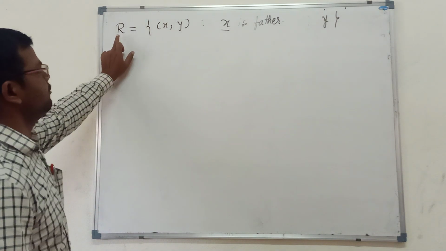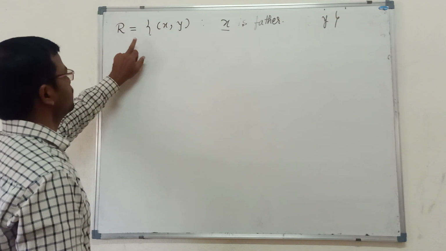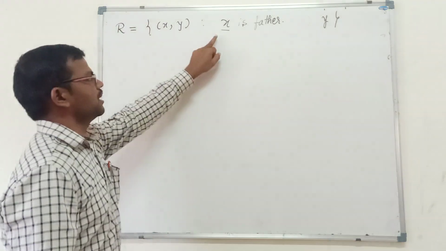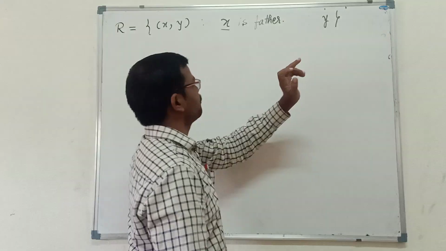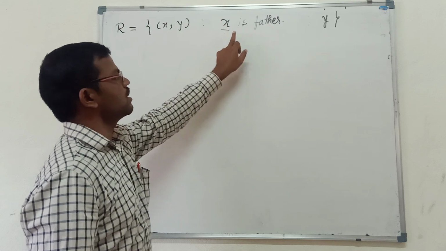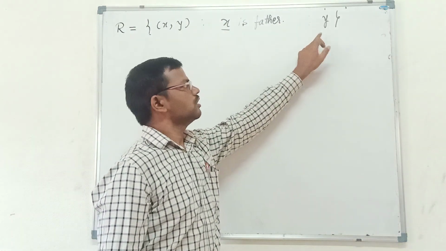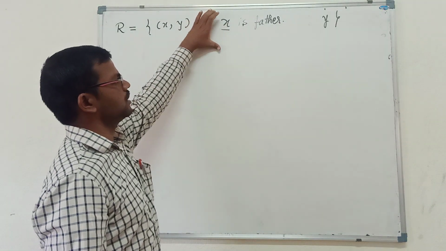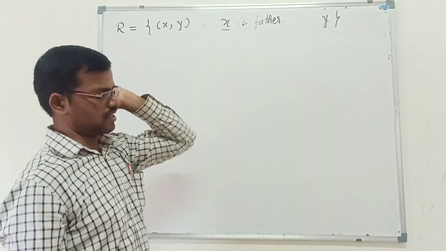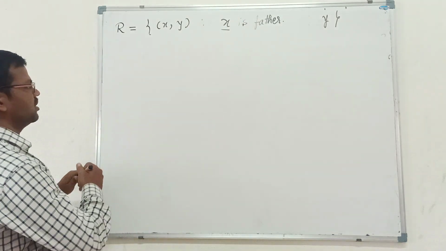In the fifth one we will come to the third one, that is x, y: x is a father of y. What do we have in the relation? x is a father of y. So here we have to discuss whether it is reflexive, symmetric or transitive. So first we will start with the reflexive.